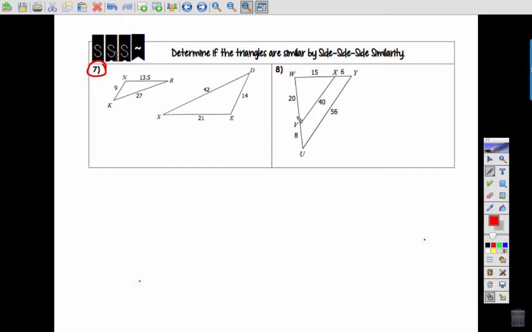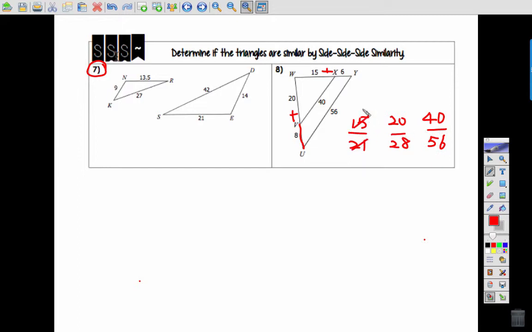Let's look at the small triangle WVX first. Three sides I have 15, 20, 40. And then in the big triangle WUY, notice that 8 is only this part. So this whole part is 20 plus 8, so this would be 28, and this side would be 21. 21 is less than 28, and 56 being the largest.